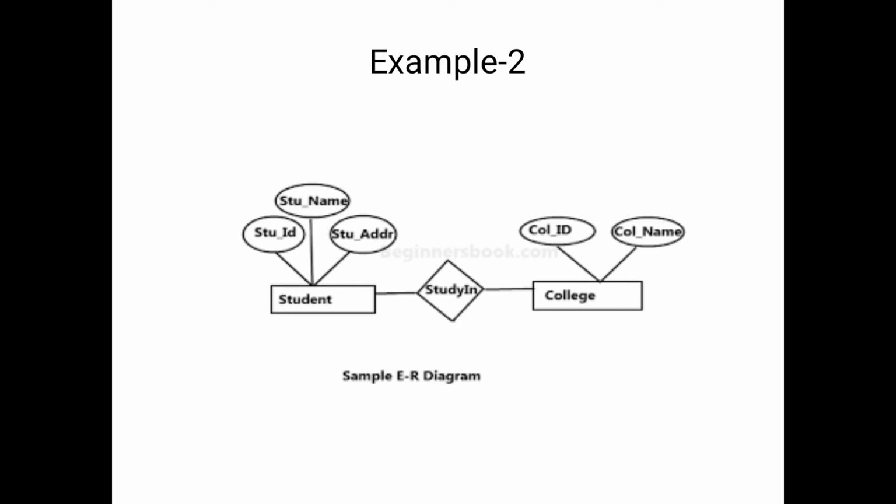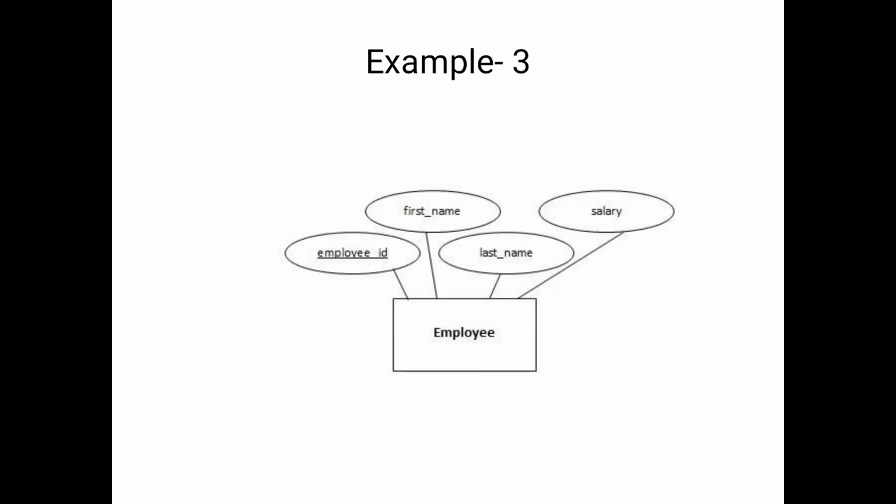What are the attribute names of student? Student ID, student name, student address. What are the attribute names of college here? College ID, college name. Okay, this is the explanation about this example. Now we will see another example. Here I will consider only one entity. Here the entity is employee.